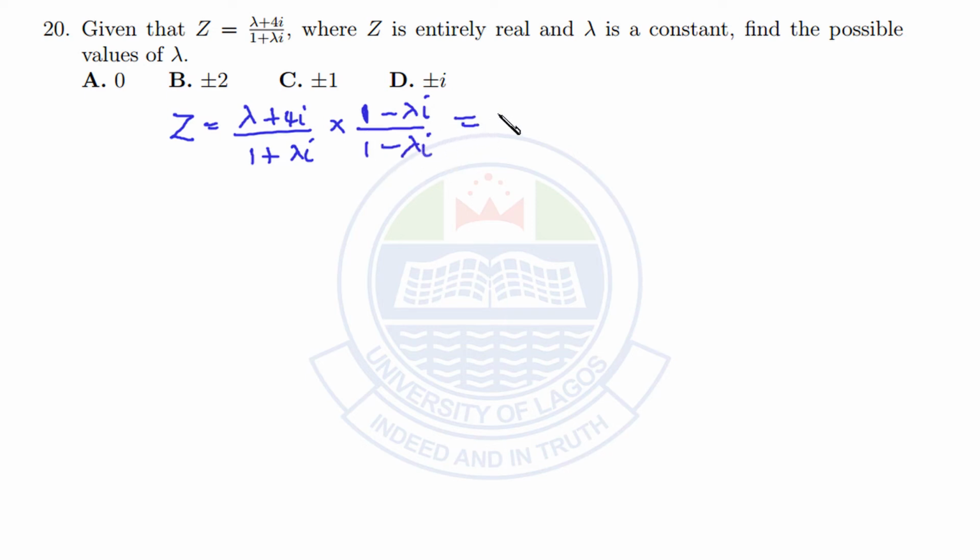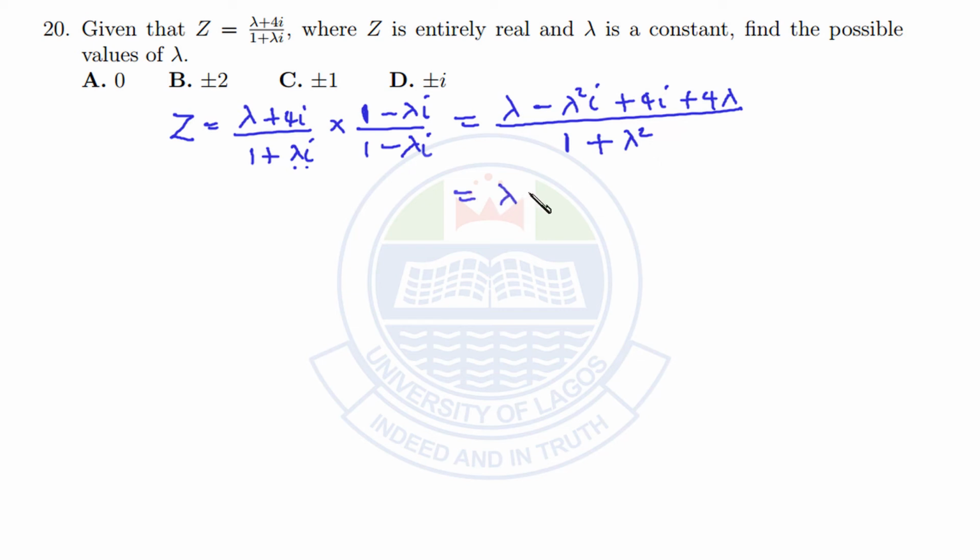So if I expand this guy here, lambda times 1 will give me lambda. Lambda times minus lambda i will give me minus lambda squared i. Then 4 times i will give me plus 4i. Then 4i times minus lambda i, since i squared is minus 1, this will give me plus 4 lambda. All divided by 1 times 1, which gives 1. Then lambda i times minus lambda i will give me plus lambda squared, because i squared is minus 1.